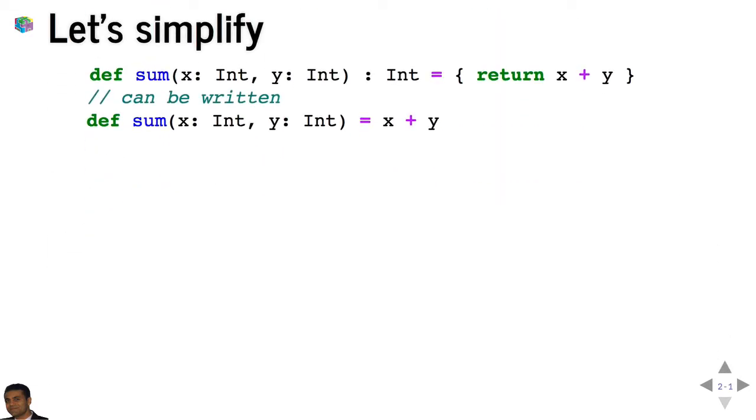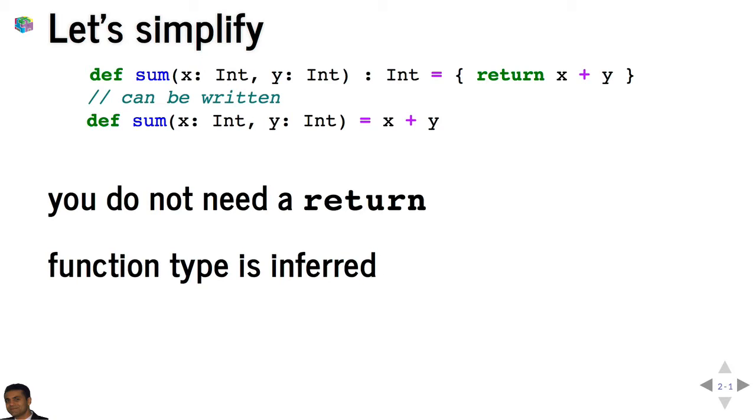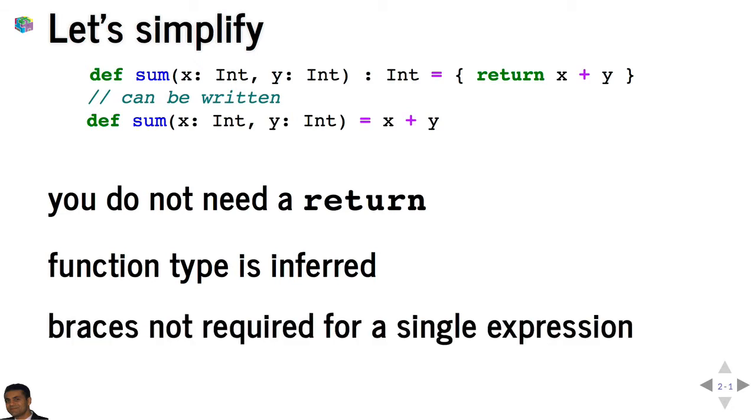The initial code can actually be simplified a lot using Scala rules. You do not need to specify a return statement. The return value is simply the value of the latest expression. Generally, but not always, we do not need to specify the type of the method. It is inferred from the type of the latest expression. Finally, when the body is a simple expression, braces around the expression are not required.